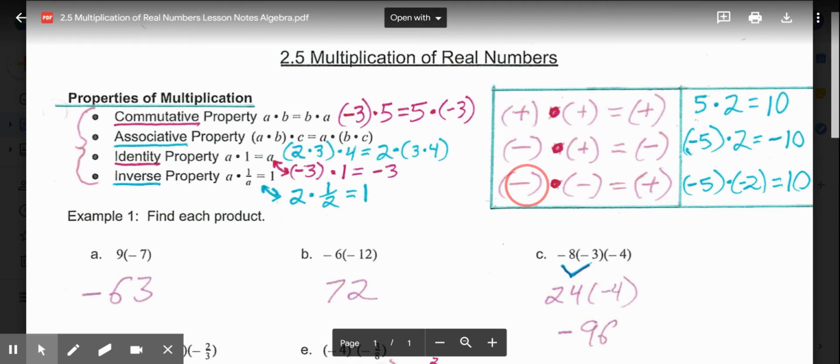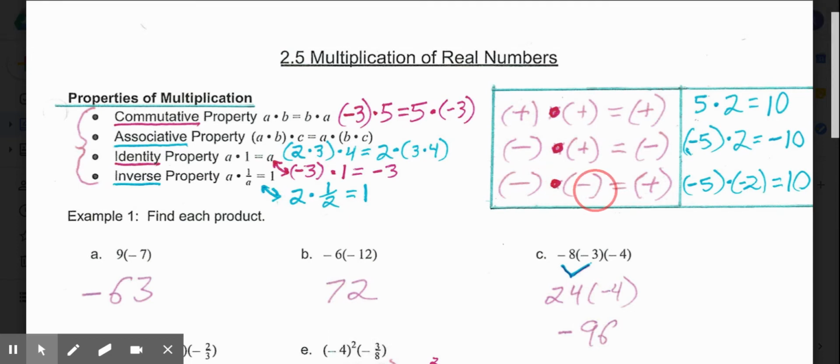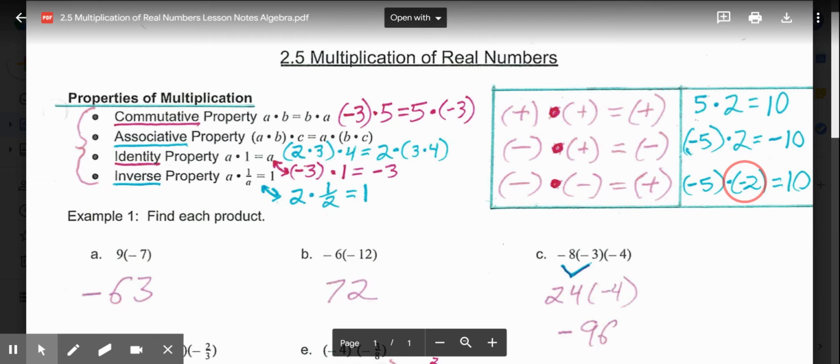And then we have a negative multiplied by another negative value. So a negative times a negative will always give you a positive. So a negative 5 multiplied by a negative 2 gives us a positive 10. So the way I like to remember it, anytime we're multiplying, same signs, always positive. Opposite signs, answers always negative.